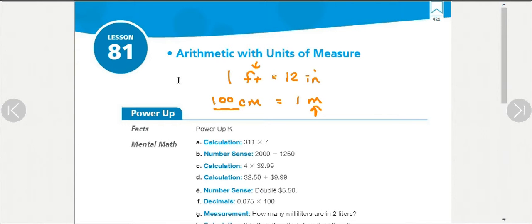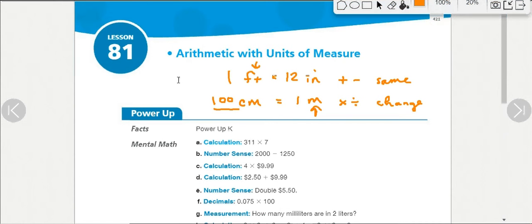Okay? So we're going to add and subtract measures today. And when you add and subtract, the units stay the same. Add, subtract, units stay same. Later, we're going to get to multiply, divide. You're going to do a little bit of that too. That's where units change or end up different. Okay? Keep that in mind. Let's get to it, huh?